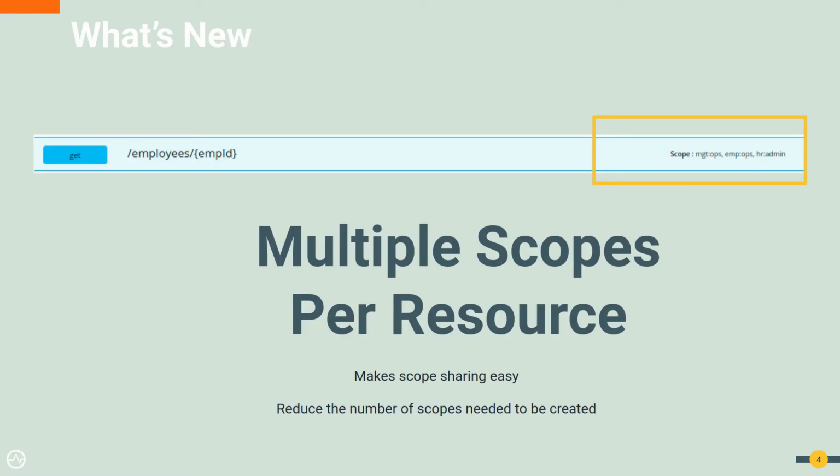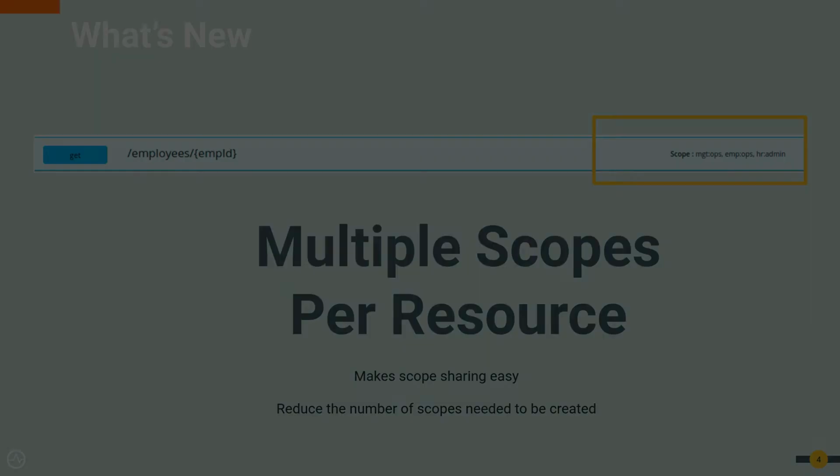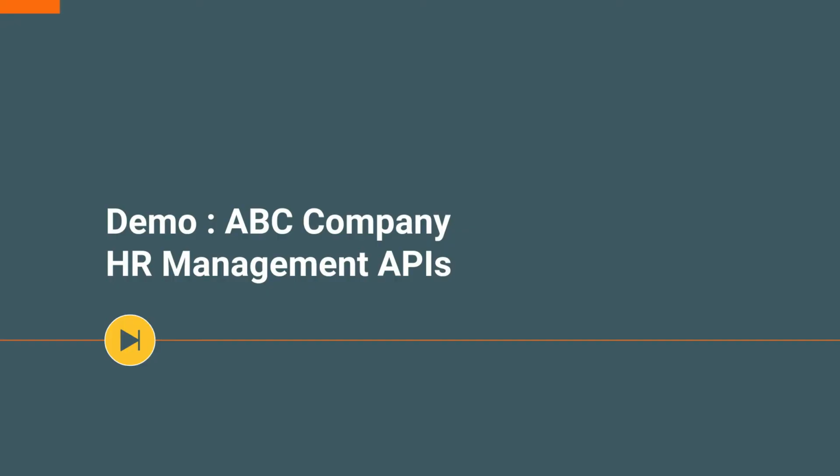When the number of APIs and scopes become large, updating each API resource scope with new scope bindings will soon become a tedious and time-consuming task for API developers. So now we have improved the resource to scope binding by allowing multiple scopes to be attached to an API resource. Let's see how we can do this in a real-world scenario.